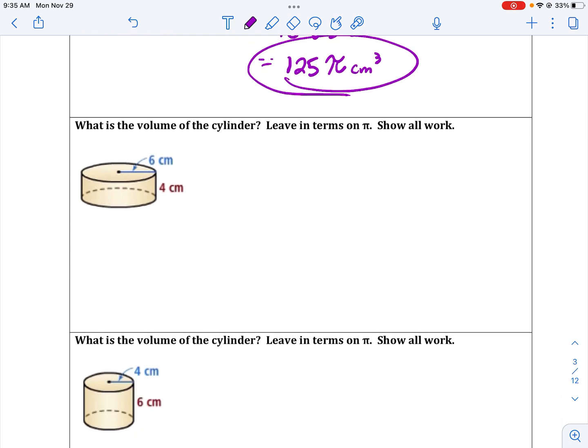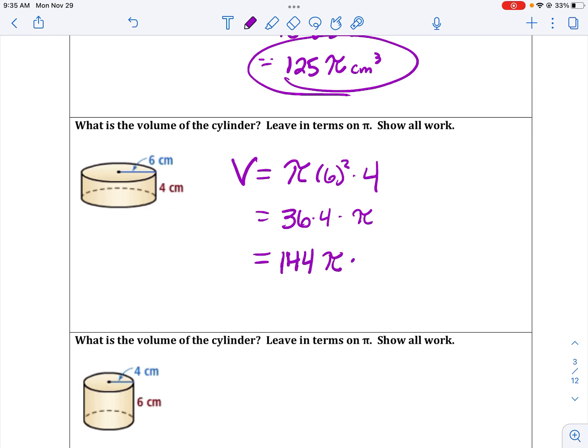So here we go, find the volume of the next cylinder, leave in terms of pi. Volume equals pi times radius squared times height. Well, the radius squared is 36 times 4, and then I'm just going to add on the pi at the end. So again, we do not need to do anything with the pi. 36 times 4 is 144 pi centimeters cubed. This is in terms of pi.